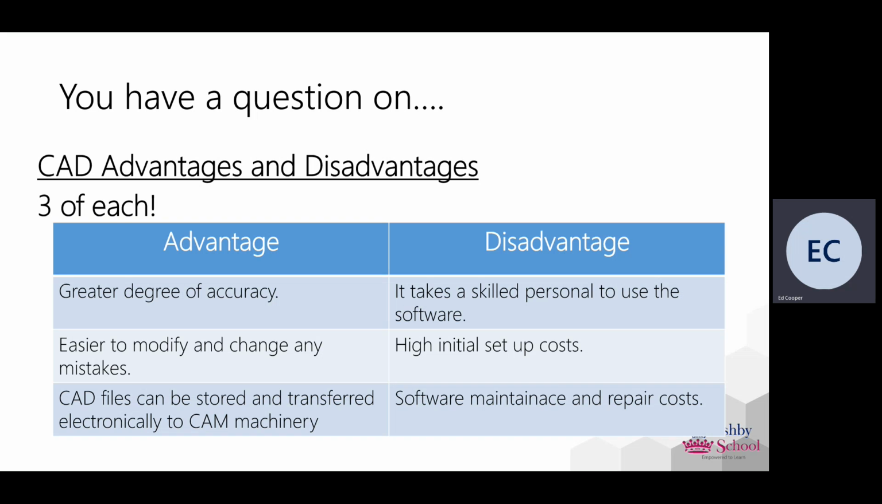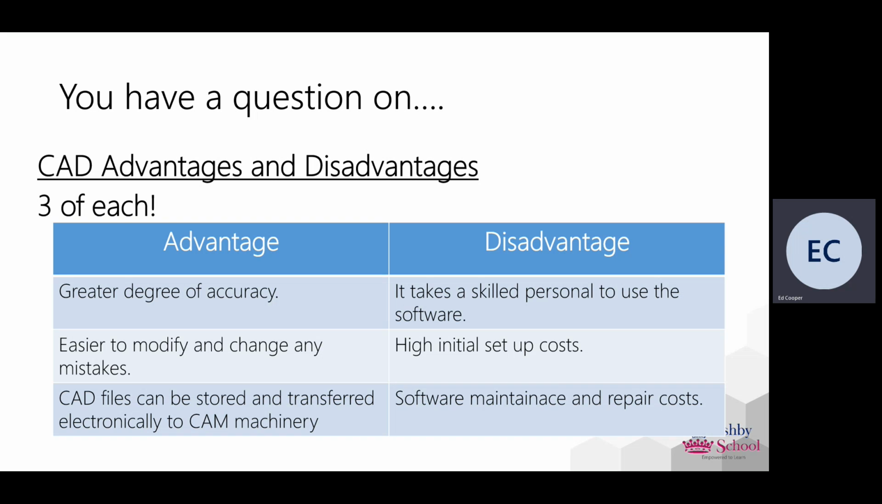A disadvantage of CAD, then, is that it takes skilled people to use the software. So you've seen with your knowledge of Fusion, Onshape, 2D design, it takes a lot of skill, a lot of practice, a lot of years of practice. Some of you have clicked with it really quickly, but still, what you're doing is limited. So it does take a lot of skill and a lot of time to learn that skill.